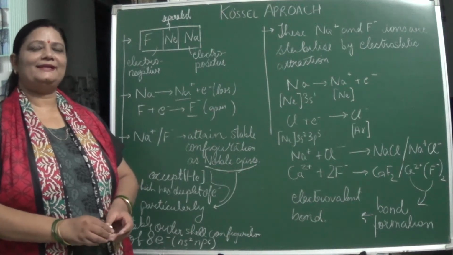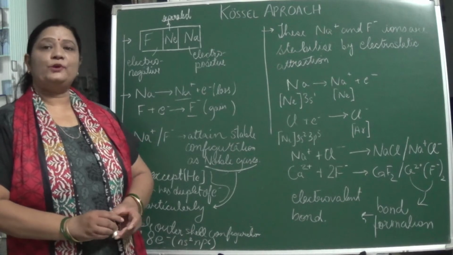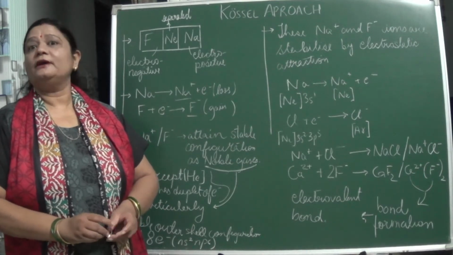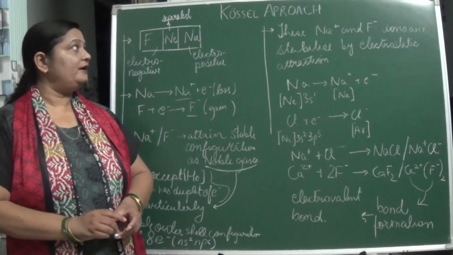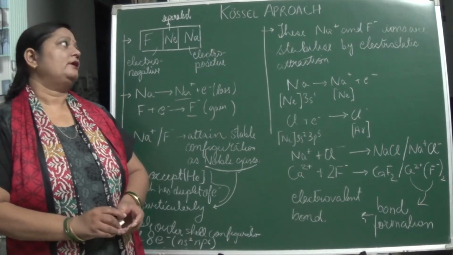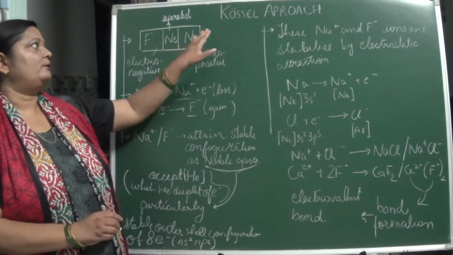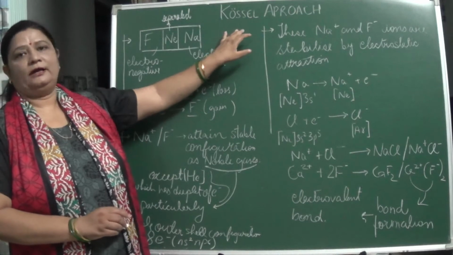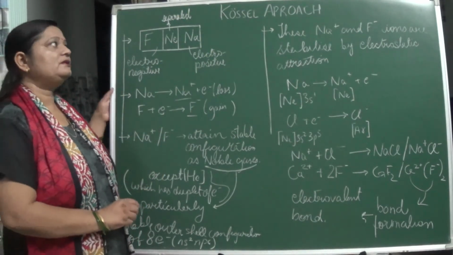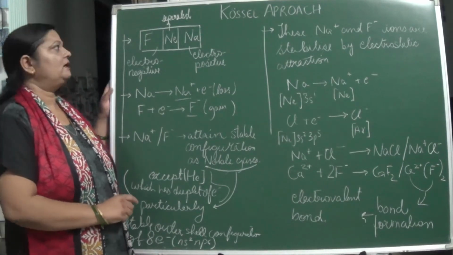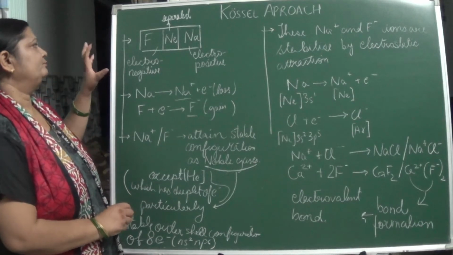Hello students, in the last video we studied the Lewis approach to the electronic theory of chemical bonding. Today we are going to study the Kossel approach of the electronic theory of chemical bonding. How did Kossel explain chemical bonding?